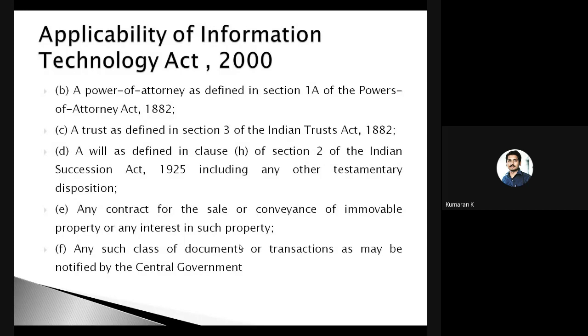So the next thing is any contract for the sale or conveyance of immovable property or any interest in such property. So any contract here refers to some agreement or any other things, financial documents, it may be any negotiable documents. So any instrument may be there. So for the sale or buying of immovable property, so land related issues or any house or home related properties that can be sold. So in the law, this kind of act will also be applied by this Information Technology Act.